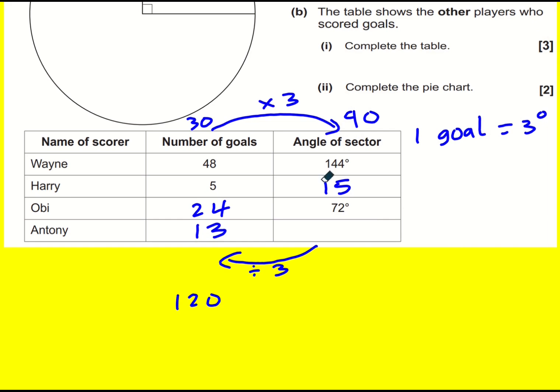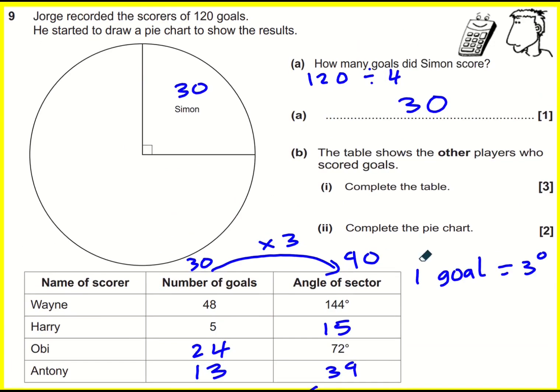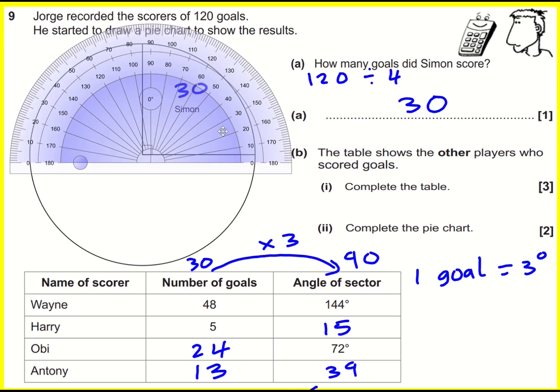And then I can times this by 3 to give 39. If I wanted to double check, I could add all these together and it would have to give 360. But that is correct, and that is my completed table. Now we're left to complete the pie chart. We've already had Simon's goals put on there, this 90 degrees. So I'm going to put the other angles on going round.